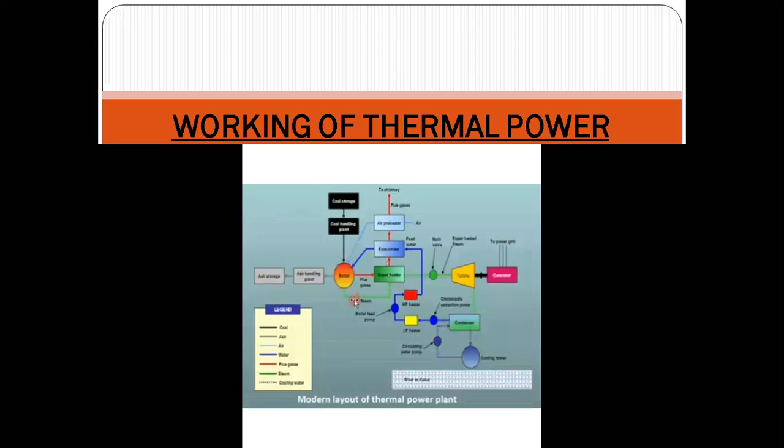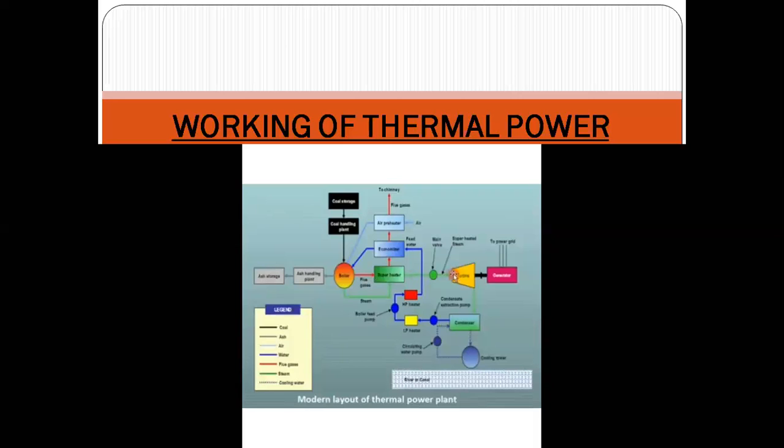Now it passes through the superheater, where its temperature and pressure are both raised. In the superheater, the steam is converted into superheated form. So the function of the superheater is to raise the steam to high temperature and pressure, or we can say into superheated form. Then it passes through the main valve and comes to the turbine. The turbine is the main part where the steam expands. The steam which comes from the boiler expands and strikes the blades.